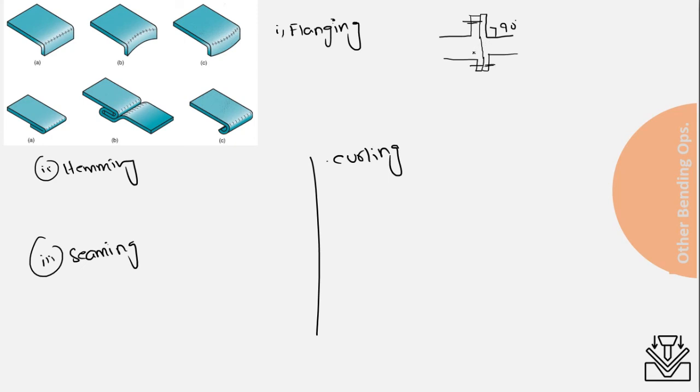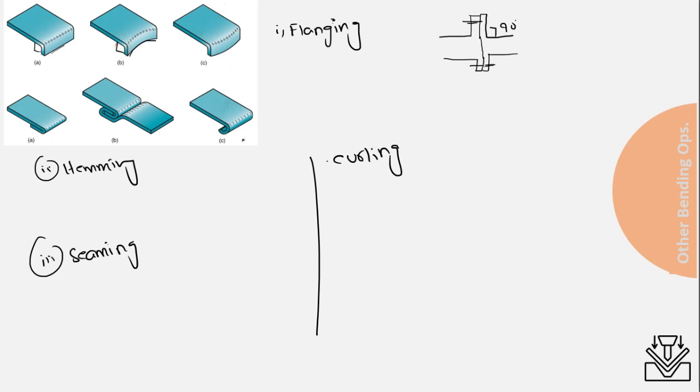So flanging is a bending operation in which an edge of a sheet metal is bent at an angle of 90 degrees, like in this case it is bent at an angle of 90 degrees. That is called a flanging operation. Flange can be formed over a straight bend axis, as illustrated in this diagram, along the straight axis like this one, or along the bent axis like this one. So they both are flange bending.